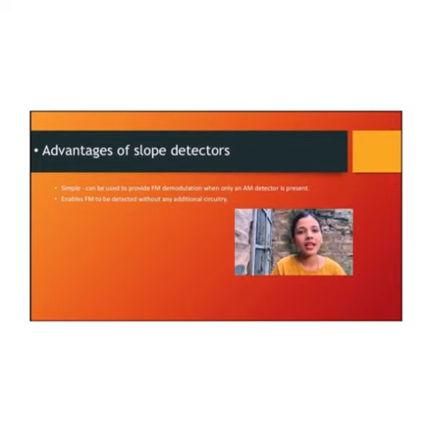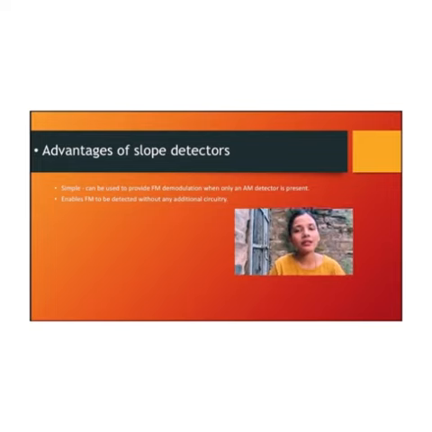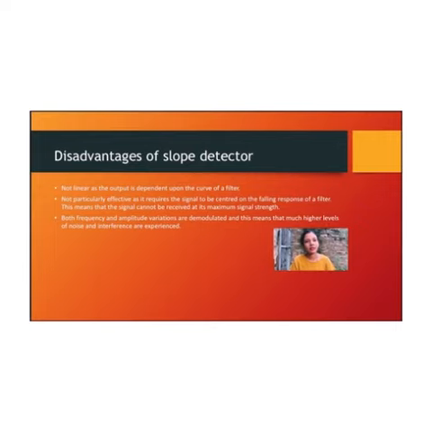Second, it enables FM to be detected without any additional circuitry. Disadvantages: it is not linear, as the output is dependent upon the curve of the filter. It is not particularly effective as it requires the signal to be centered on the falling response of the filter. This means that the signal cannot be received at its maximum signal strength. Both frequency and amplitude variation are demodulated, and this means much higher levels of noise and interference.